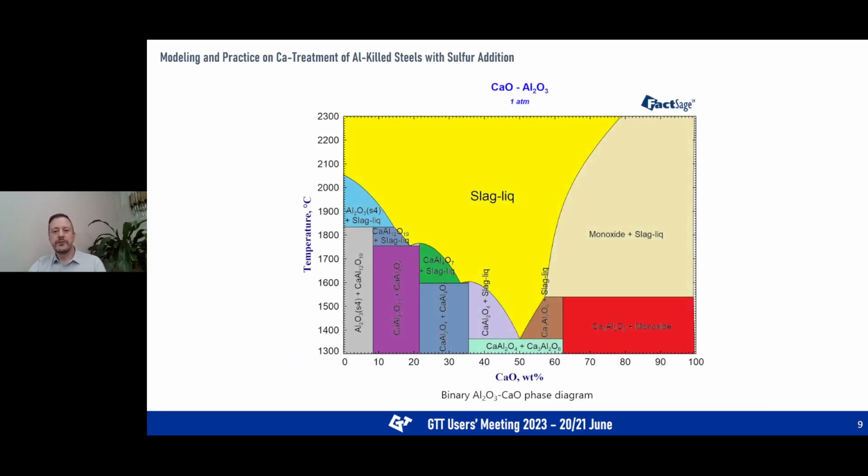Here you see a binary calcium oxide alumina phase diagram calculated by FactSage. This diagram is one of the most used tools to understand the calcium treatment process, just looking at the deep eutectic point between the calcium aluminates. One easily calculates the amount of calcium wire required for liquid calcium oxide alumina formation, just looking at the phase diagram when insoluble aluminum and calcium concentrations in steel are known.